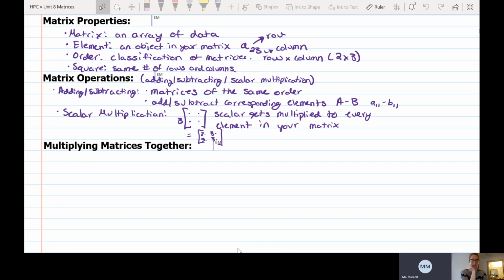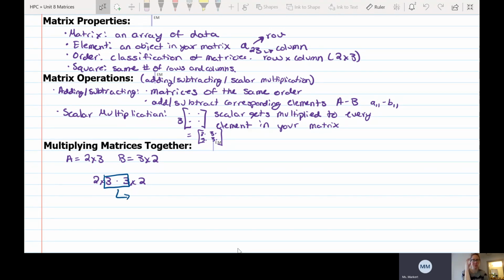remember that if we have A equals a 2x3 matrix and B equals a 3x2 matrix, and we're multiplying these together, we're going to have 2x3 times 3x2. Remember that these two numbers inside the box have to be the same for them to be able to be multiplied together.